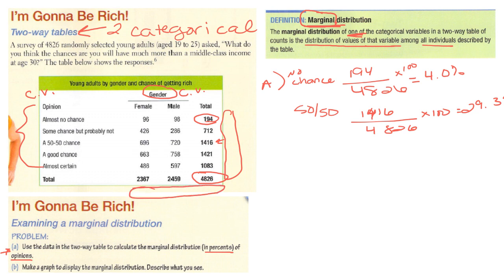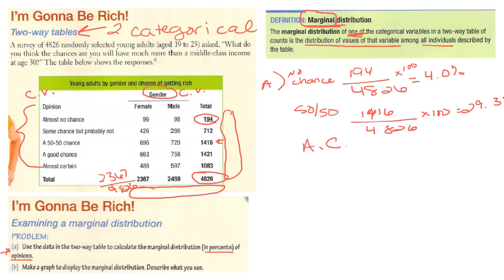For instance, I could do female, my distribution of females here, so it'd be 2,367 over 4,826. So for part B here, it says make a graph to display the marginal distribution and go ahead and describe what you see. So if I'm making a graph to display the marginal distribution, I would need to go ahead and calculate every single one of these. I'm just going to calculate 3 of them.